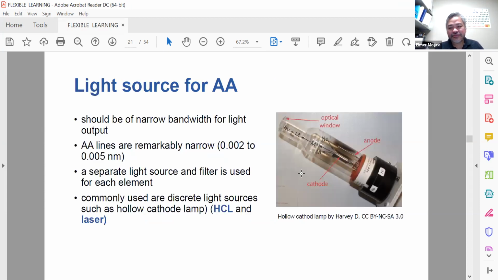So if you have what we call an AAS, the light source should have a narrow bandwidth for light output. The atomic absorption lines are remarkably narrow, 0.002 to 0.005 nanometer. A separate light source and filter is usually used for each element. So commonly you use discrete light sources, such as the hollow cathode lamp, or a monochromatic one like a laser.